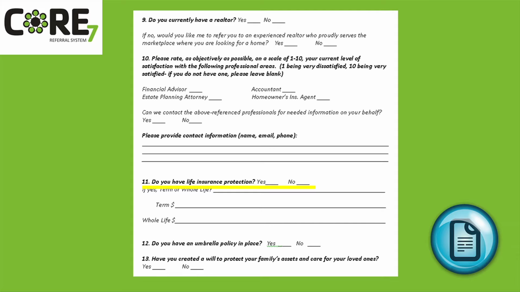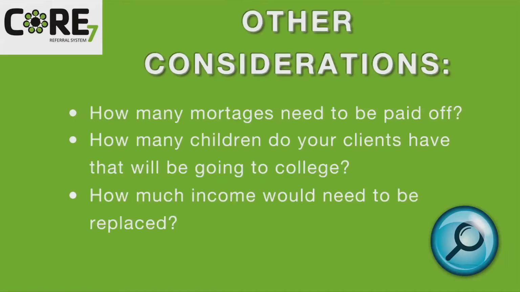Total up these numbers before you speak to your client. This is another reason to always get everything up front before making any recommendations. Other considerations are how many mortgages need to be paid off. How many children do your clients have that will be going to college? How much income would need to be replaced? Total up these numbers and you will know a rough ballpark of the amount of life insurance protection that is needed. Sadly to say, this number is usually higher than the amount they actually have at time of application.